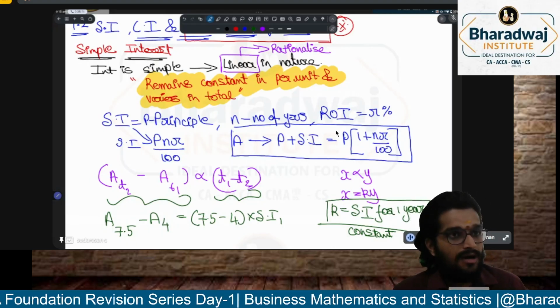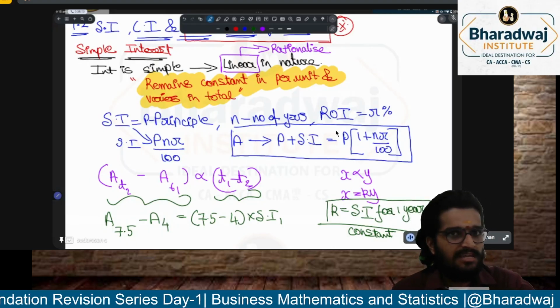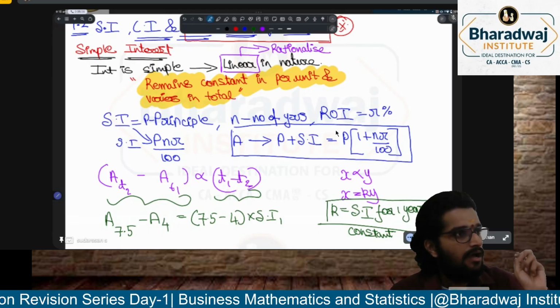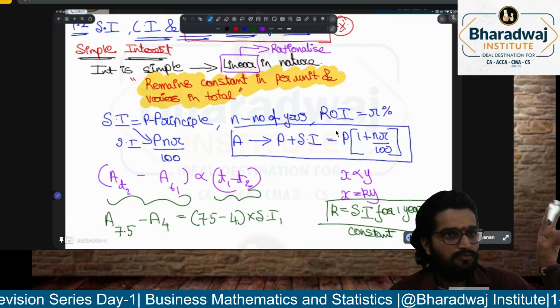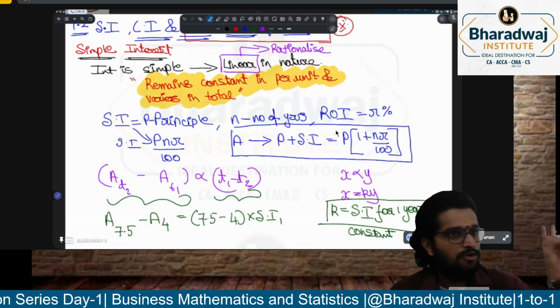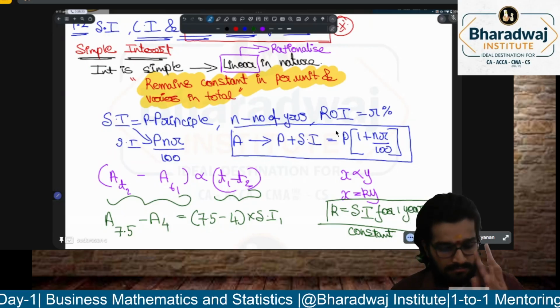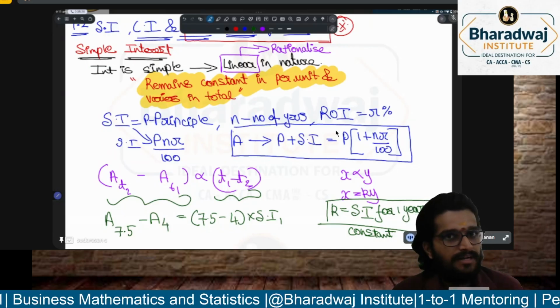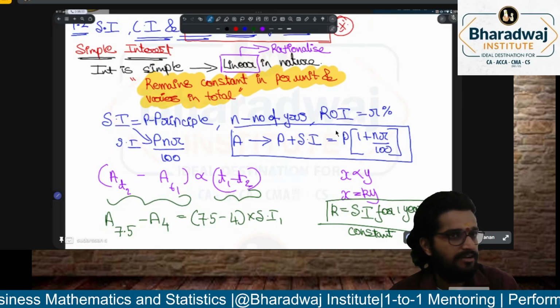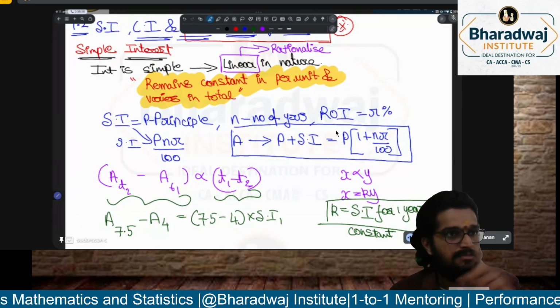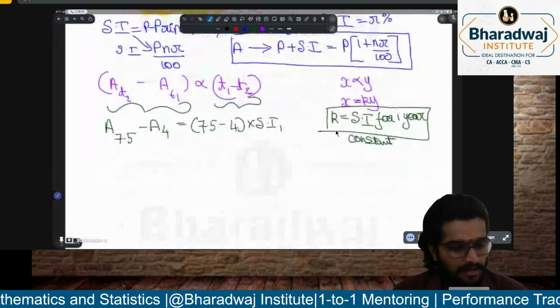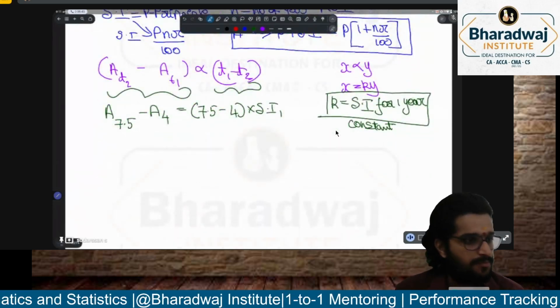Now, the third most important thing, the proportionality constant. The difference between the maturity values for two time periods will be proportional to the difference between the times, equal to the difference between the times multiplied with simple interest for 1 year. Clear till this? Can we proceed for a few sums?